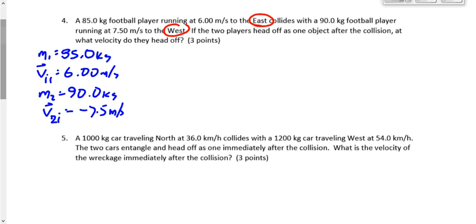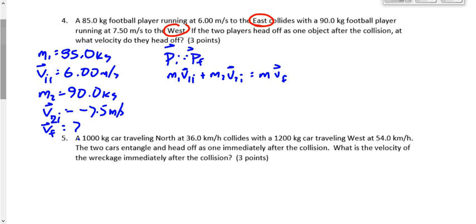What are we looking for? We're looking for VF, right? I'm going to say PI equals PF. Remember we said you can use impulse for this if you want to. I wouldn't recommend it. But if you do, you have to do impulse of one object at a time. Pick the 85 and go with it, or pick the 90 and go with it. One object at a time. Whereas conservation of momentum, we deal with both of them at the same time. M1 V1I plus M2 V2I equals M V F.